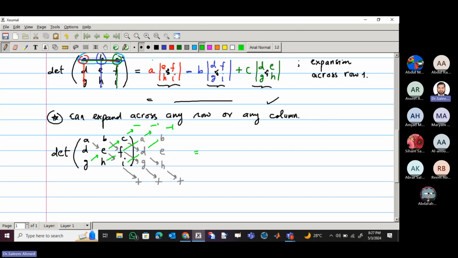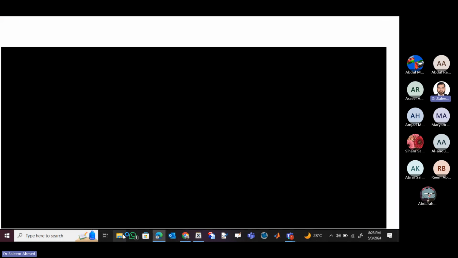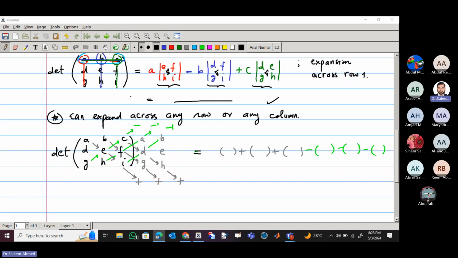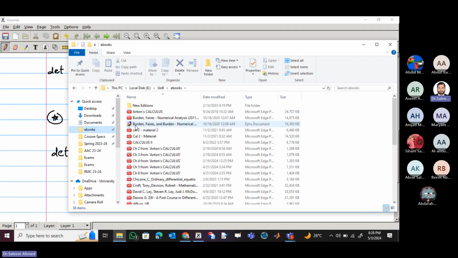Add these 3 diagonals, whatever the answer is, right? And subtract the other 3 diagonals, whatever their answer is. We multiply them. Okay, so this will also give you the determinant of a matrix. It's a shortcut. It is given in your exercise. I can show you, if you go to the exercise.